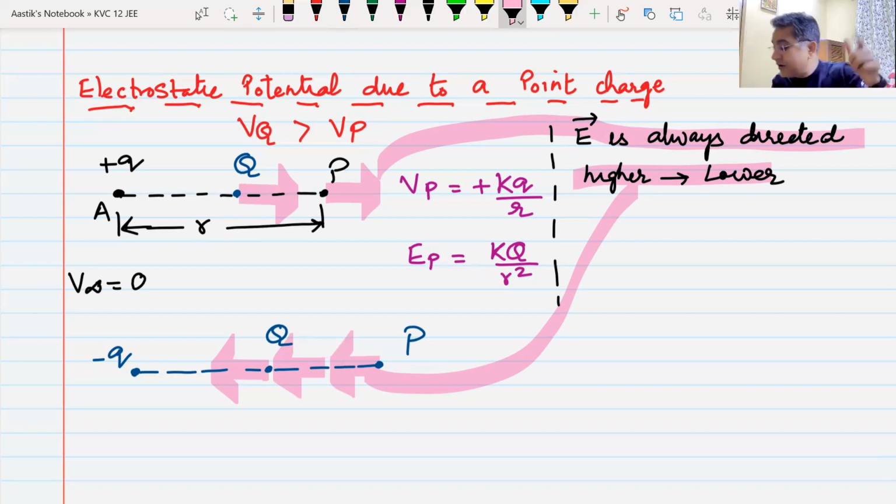Anyways, the point of contention was, what is the potential created by a point charge? The potential created by a point charge, if it is a positive charge, is plus kq by r. If it is a negative charge, it is minus kq by r. Do we understand this? Yes, sir. That was the main intention, and this was the supportive intention, so that we also understand this thing from this.